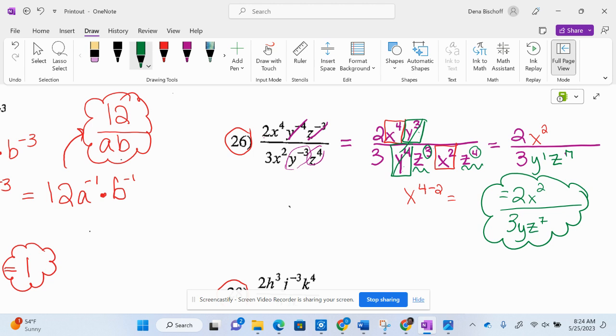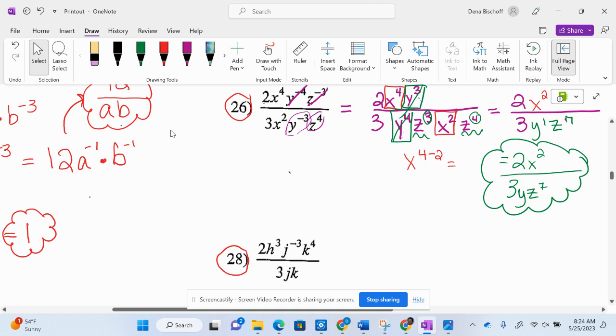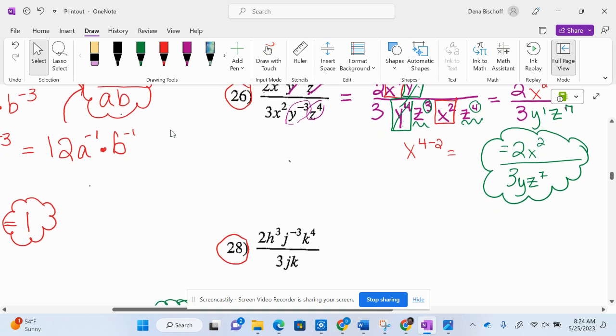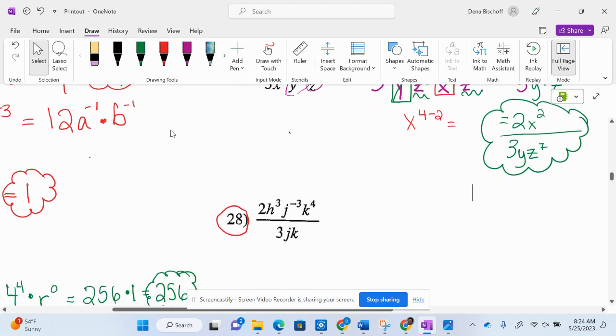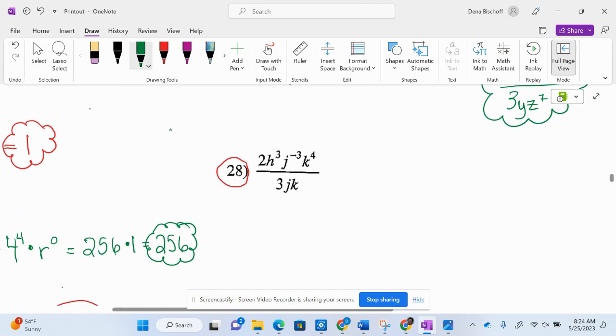Now you could do that problem 17 different ways. This was just the way that we created the least amount of errors, because we messed up when we had to minus a negative and all kinds of stuff. Okay, number 28. So what are we moving? What's getting moved?